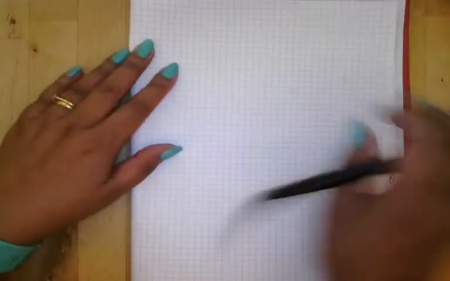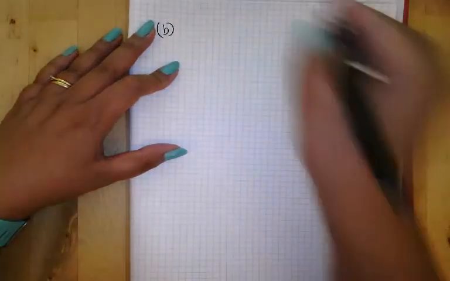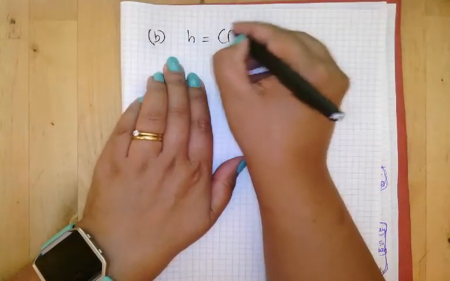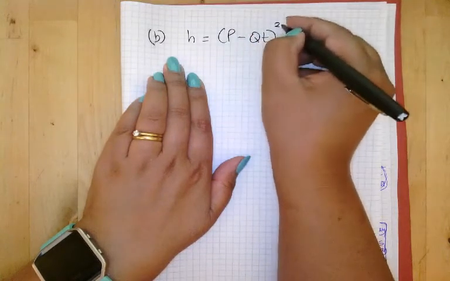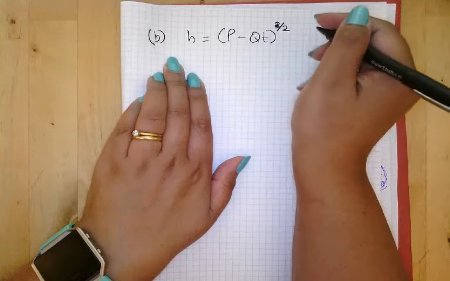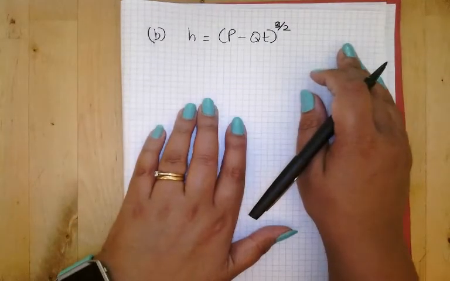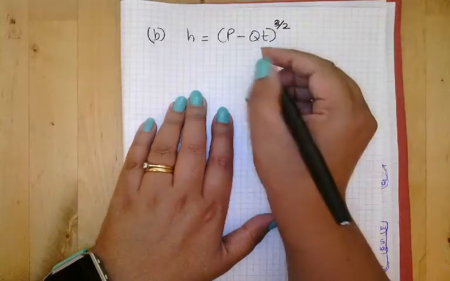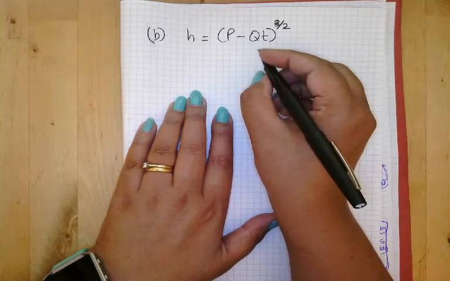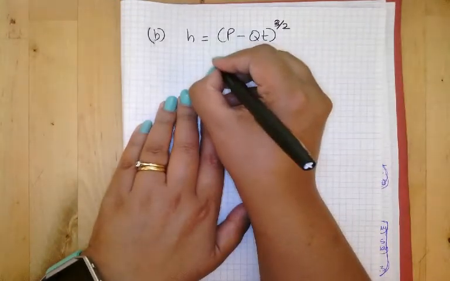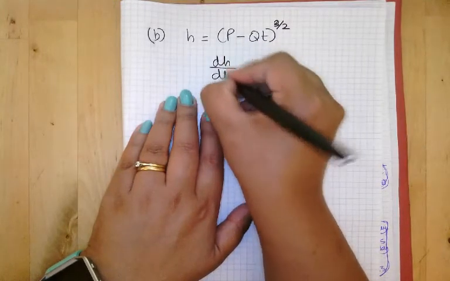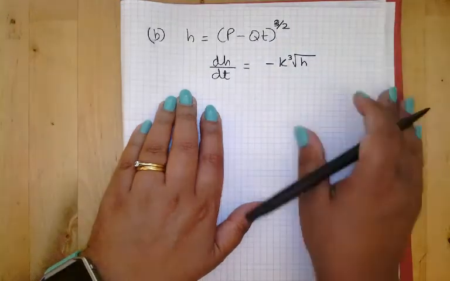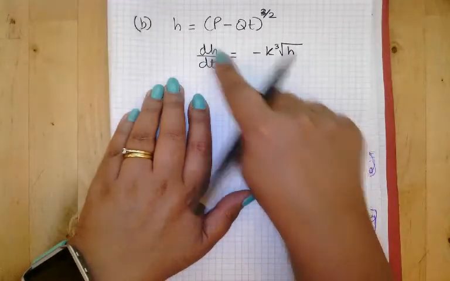Next it says show that the general solution to this differential equation may be written as h equals p minus qt to the 3 over 2, where p and q are constants. Okay, so what I need to do here is, let's write down what my dh by dt was. So dh by dt was minus k h cube root, and I now need to find an expression for h.